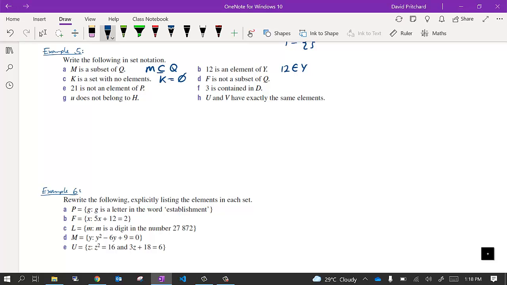F is not a subset of Q, so F is not a subset, the subset symbol with a cross through it, of set Q. 21 is not an element of P, so 21 is not an element of P, with the cross through the element symbol. 3 is contained in D, so that means that 3 is an element of set D. U does not belong to H, so U is not an element of H, and U and V have exactly the same elements, so U is equal to set V. Okay, so nice and easy. You'll get better at this as you go along as well.